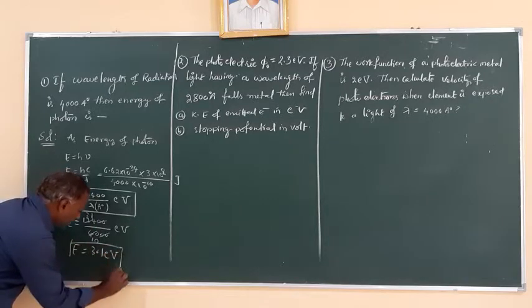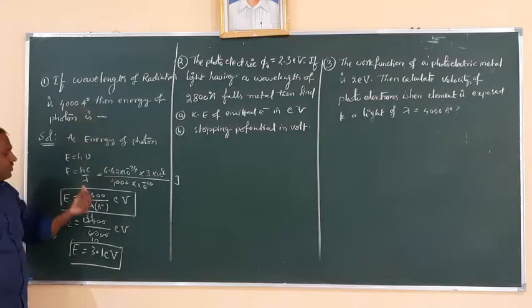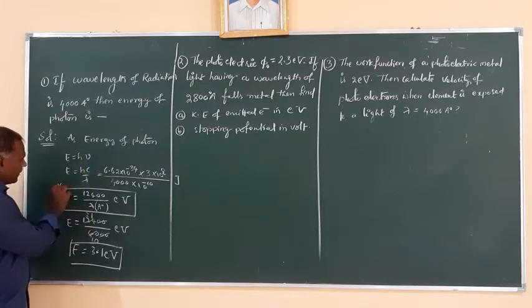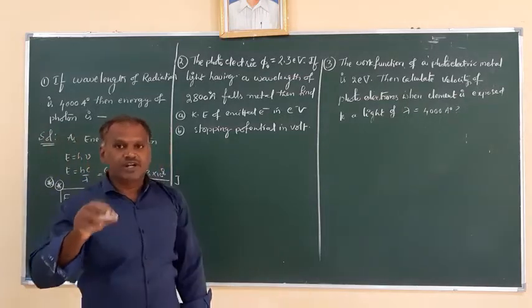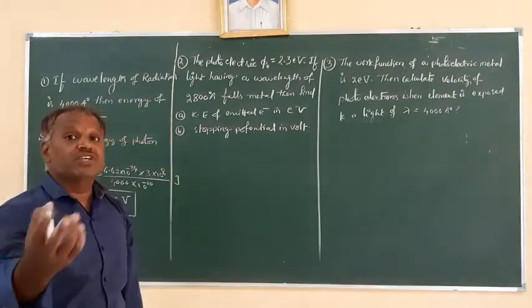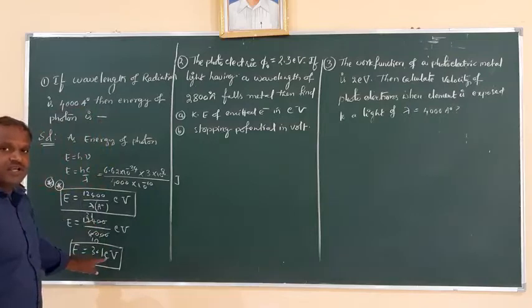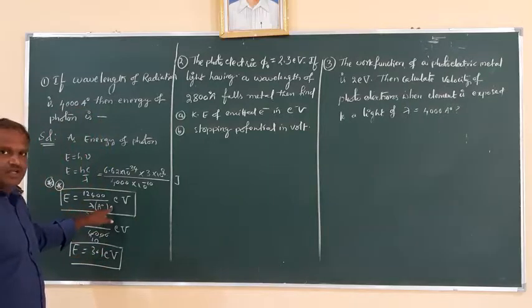So this is the energy of this radiation, right? The calculation is simple, but I gave it so you apply this formula, this equation. You have to remember this. Whenever the wavelength of incident radiation is given in angstrom units, then to get the energy of that incident radiation in electron volts you can use this equation, right? So this we should remember.